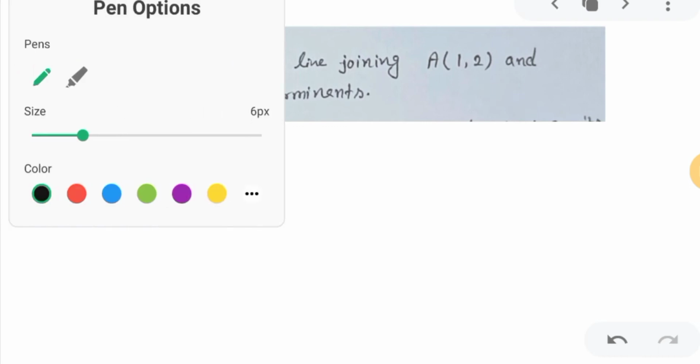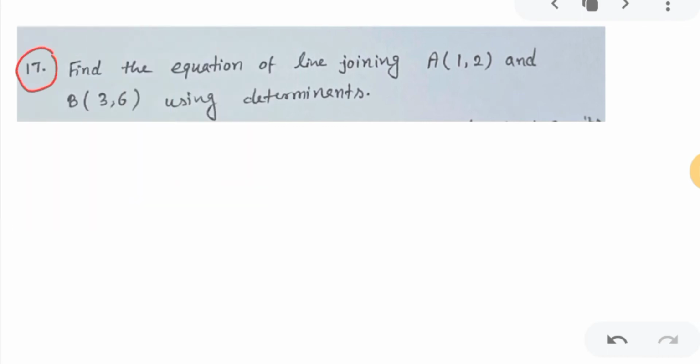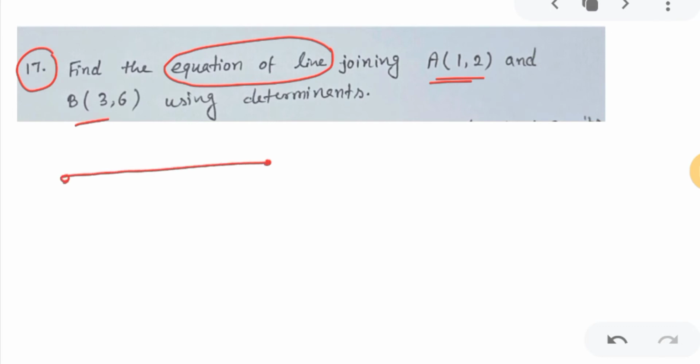Question number 17. What is question number 17? Find the equation of the line joining A (1, 2) and B (3, 6) using determinants. So using determinants we have to find the equation of the line which joins these 2 points. If I draw a rough figure, there are 2 points, A given as 1, 2 and B given as 3, 6. We have to find the equation of this line AB using the determinant method.